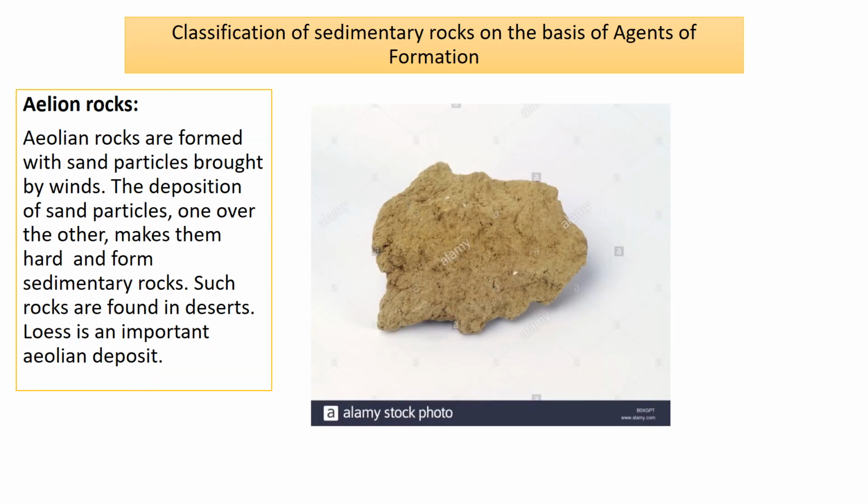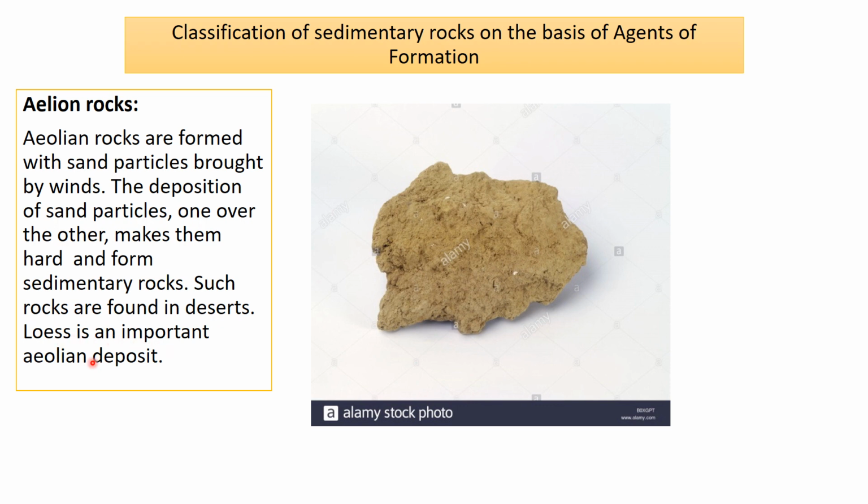Aeolian rocks. Aeolian rocks are formed with sand particles brought by winds. The deposition of sand particles one over the other makes them hard and form sedimentary rocks. Such rocks are found in deserts.